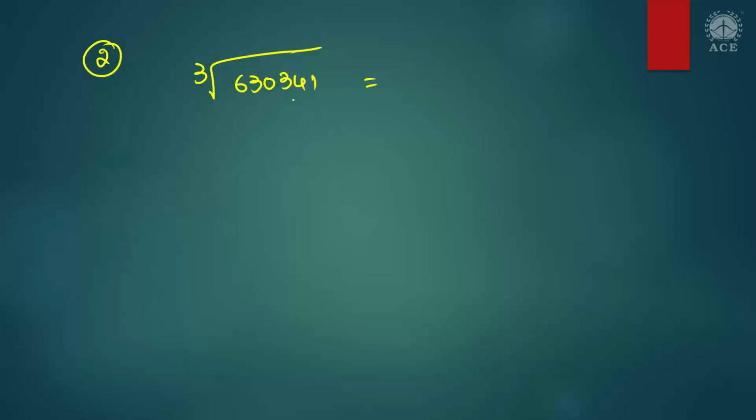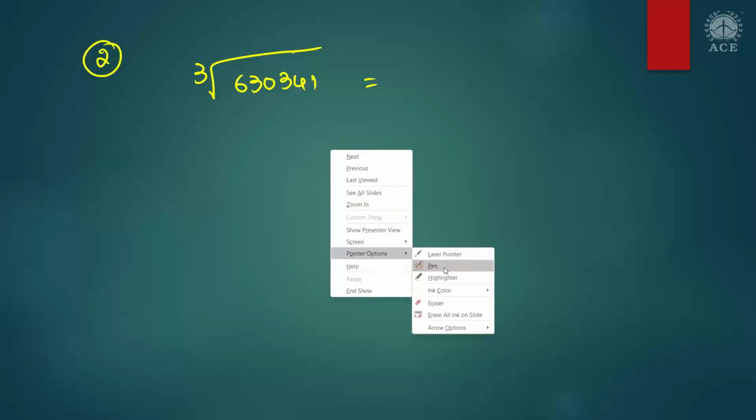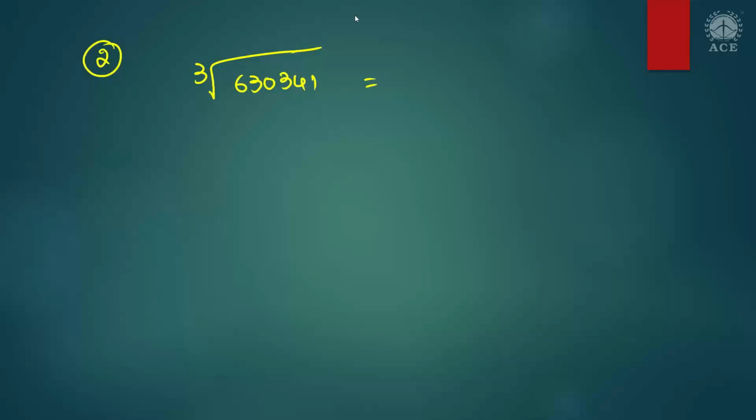First, 341 is there, ending with 1. Sorry, it's not ending with 1. It's actually 4,93,039. Yes, now this is ending with 9.